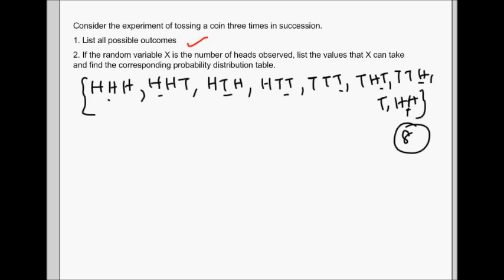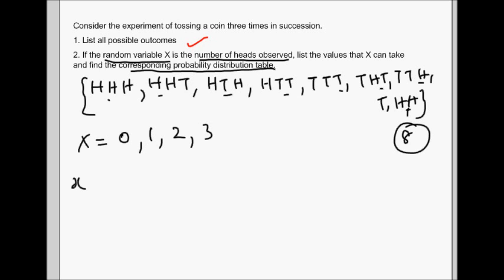Okay, now we are coming to probability distribution here. We are considering a random variable X, which is the number of heads observed. So you can immediately check that X could be 0, no head, 1 head, 2 heads or 3 heads. Now we are supposed to find the probability distribution table. So how do we do that?